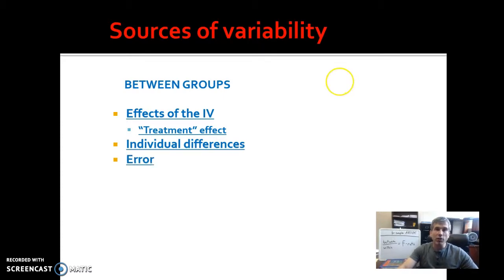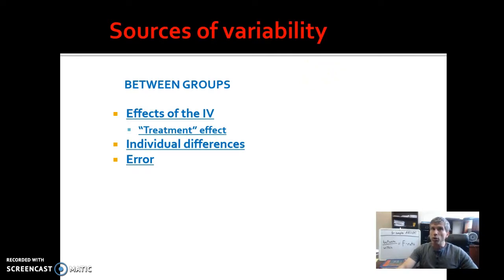Then we have kind of a catch-all term called error. Just inaccuracies in the way that our sample represents our population. Maybe you get a sample that just happens to be way above average or way below average or slightly above or below average. That would be a source of error. So those are the three things that could cause our conditions to differ from each other. Notice two of them we don't care about.